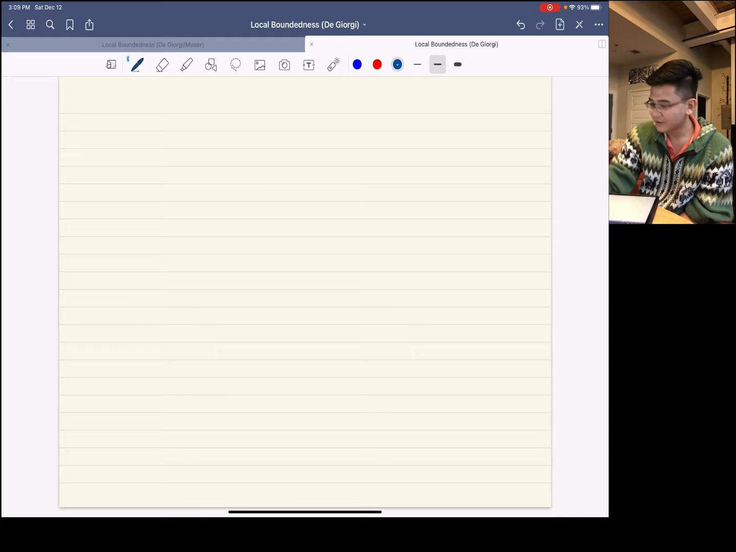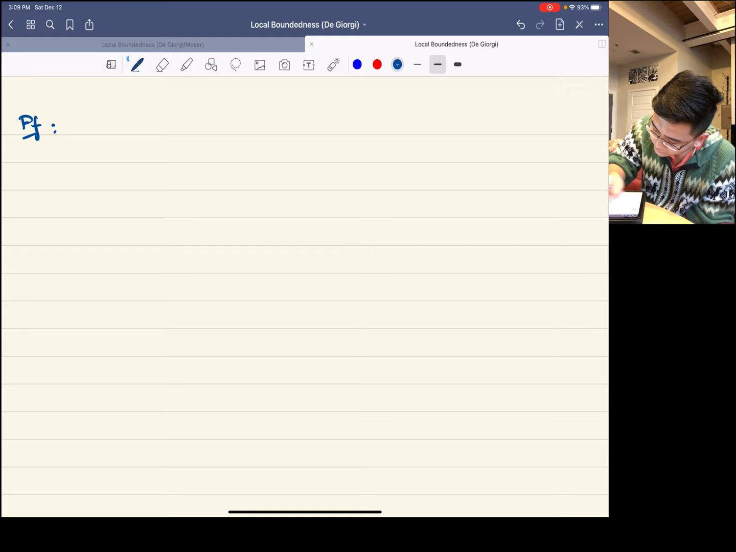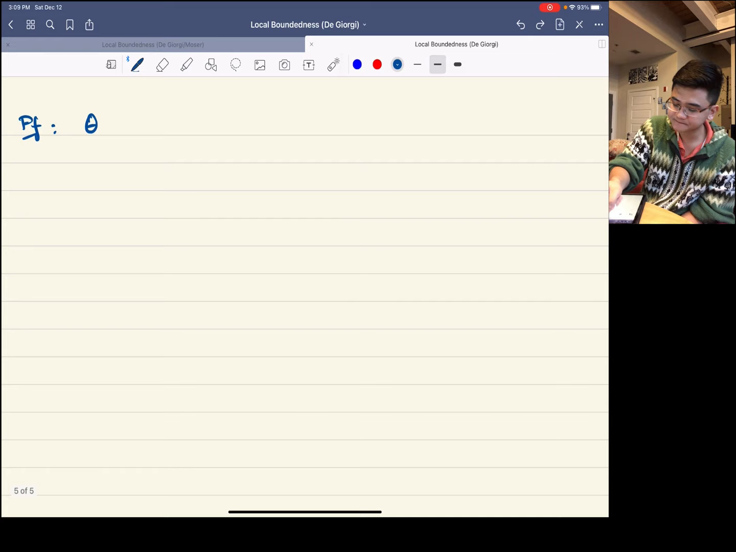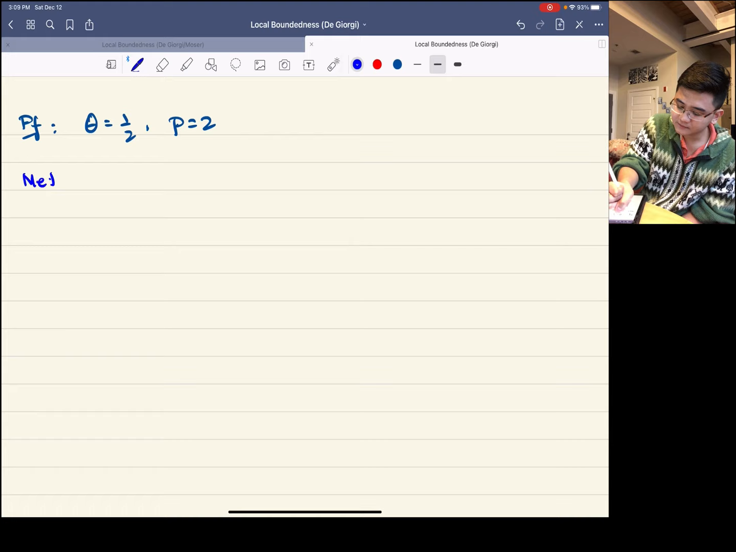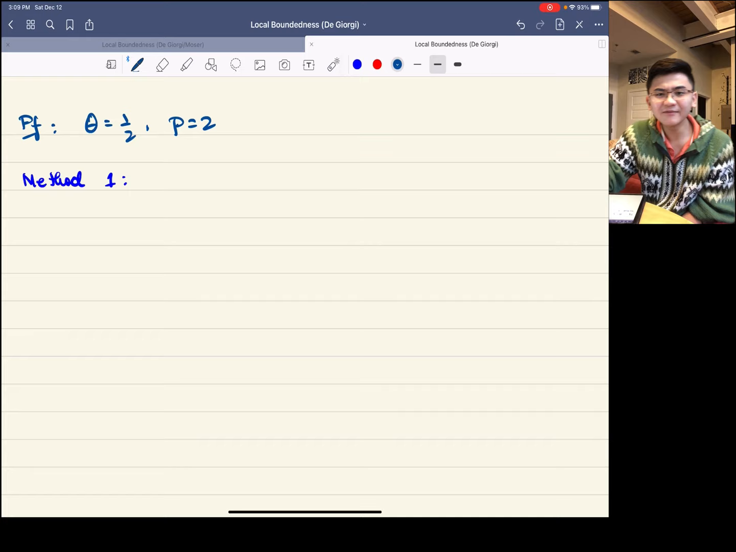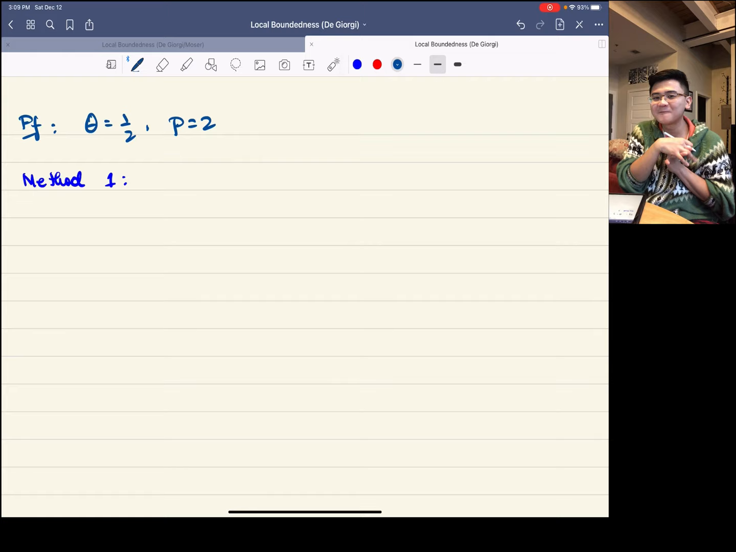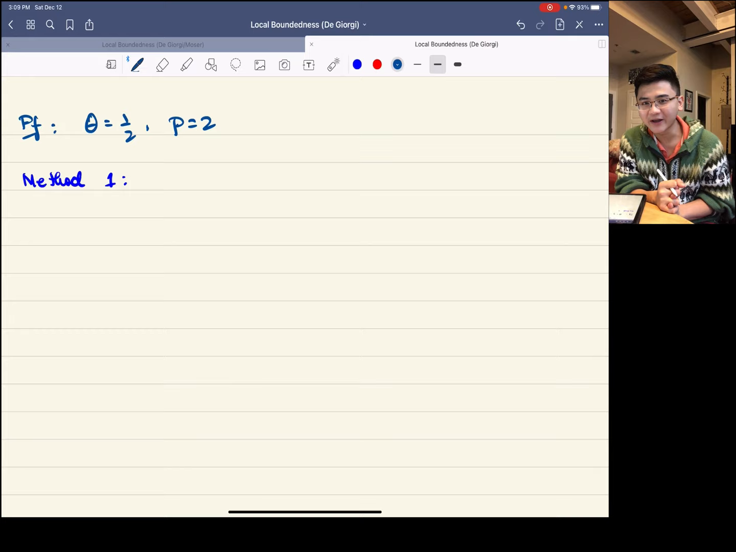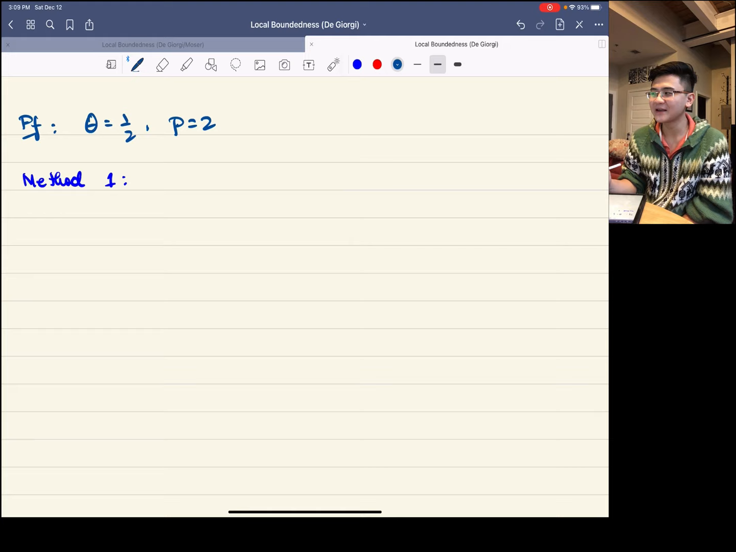So what do we do? Proof. For today we consider the case where theta is 1/2 and p is equal to 2. So method one, De Giorgi's approach. And in fact, I think the picture that I've shown earlier fits De Giorgi's way. Moser is a bit different. Maybe we can look into that some other time. But for now, we focus on De Giorgi.